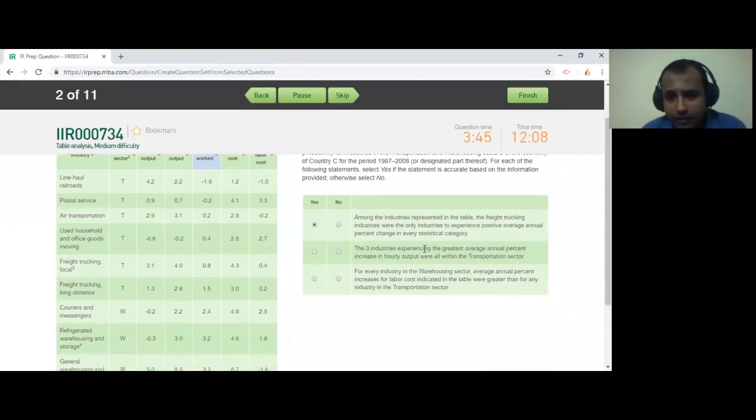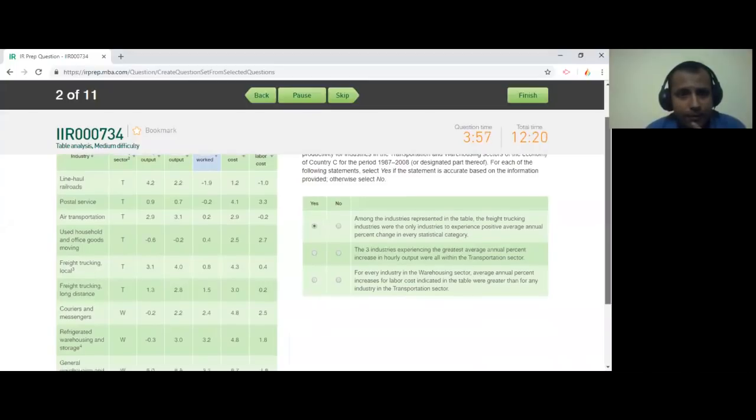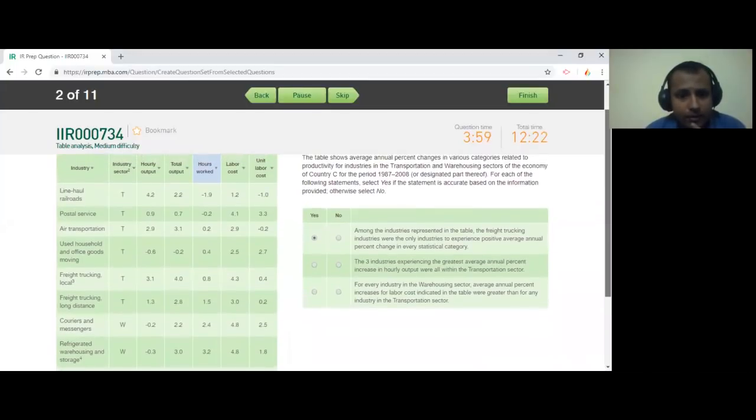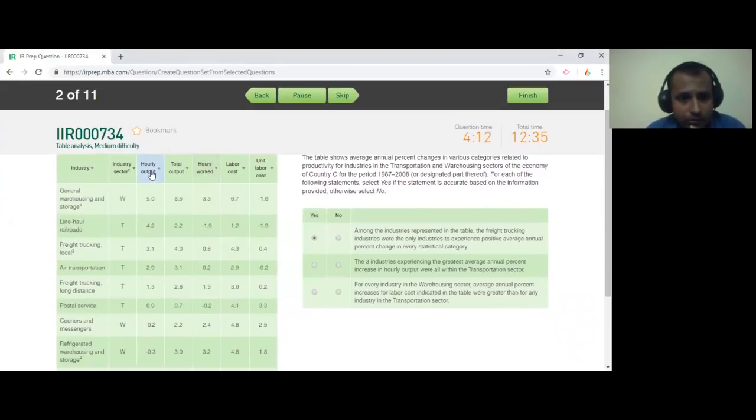The three industries experiencing the greatest average... Okay, anybody want to type in what they are getting on this one? The second statement. If you want me to sort for any given column, you can ask me. Hourly output. Okay, fine.